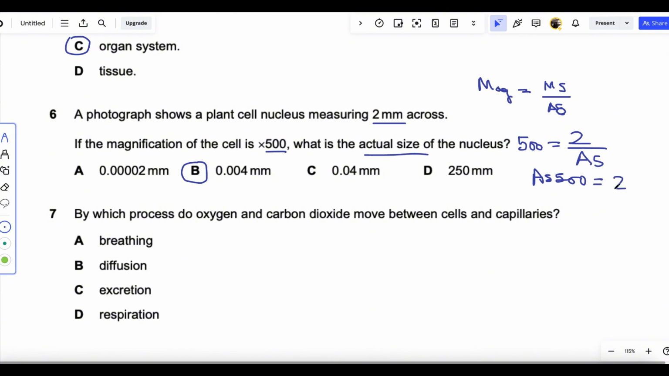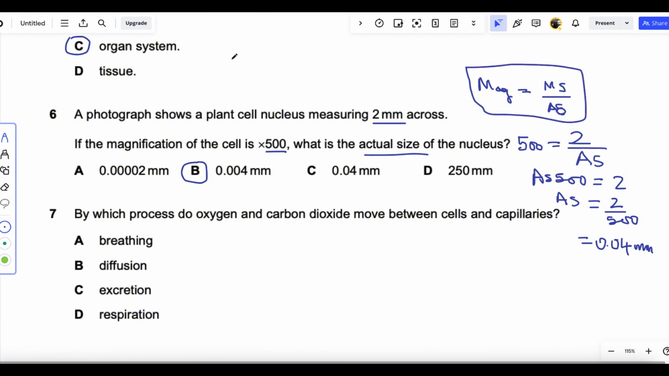So to find the actual size, AS is equal to 2 divided by 500. 2 divided by 500 gives us 0.04 millimeter. That's how the answer of this one is B. Okay, so remember this formula. Every year, there's no year you will not find one question from magnification.